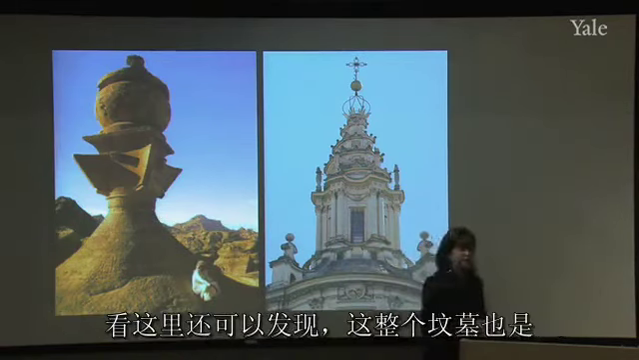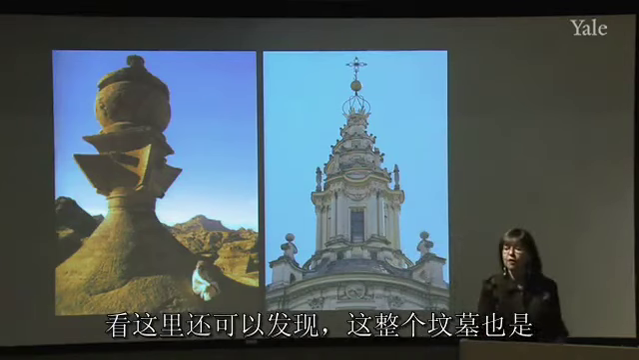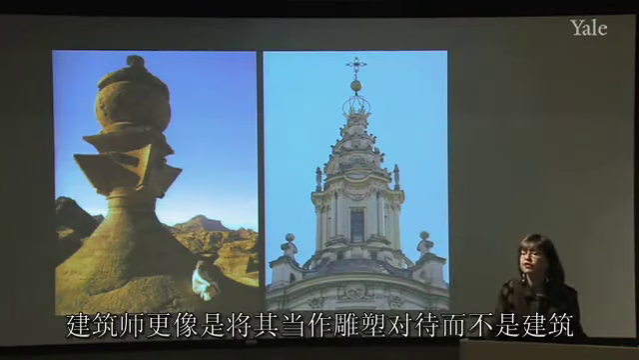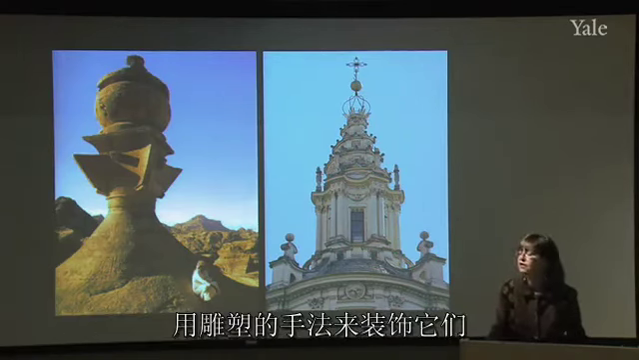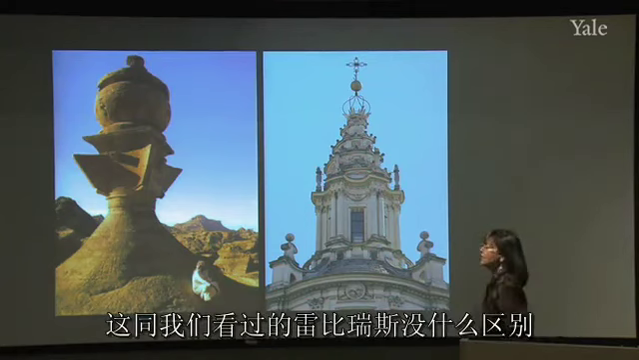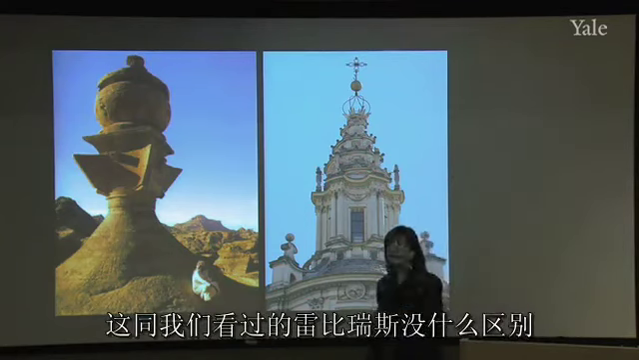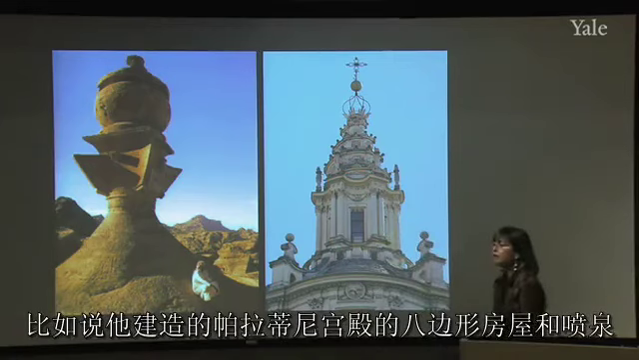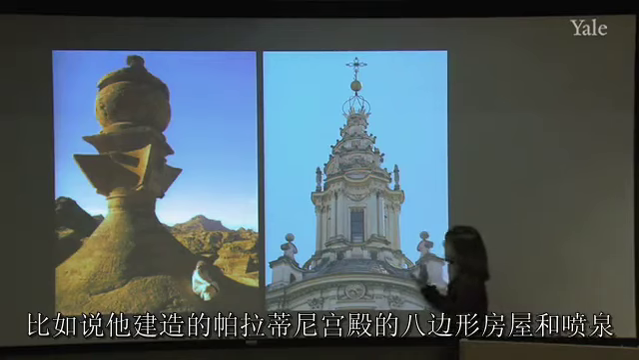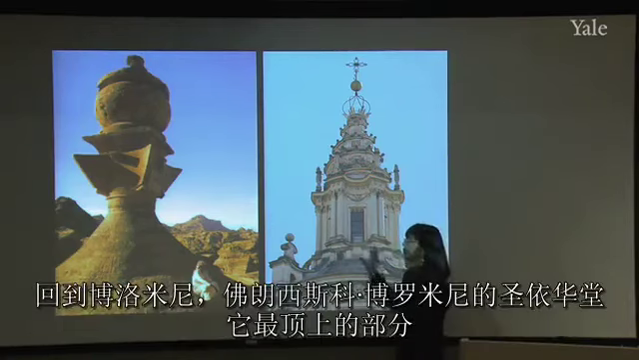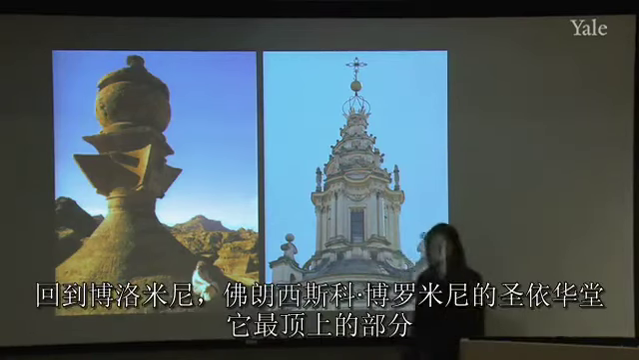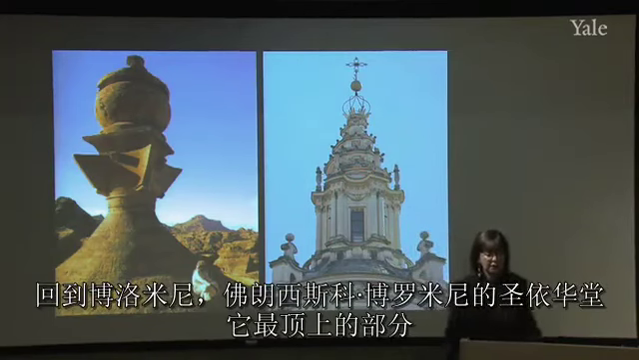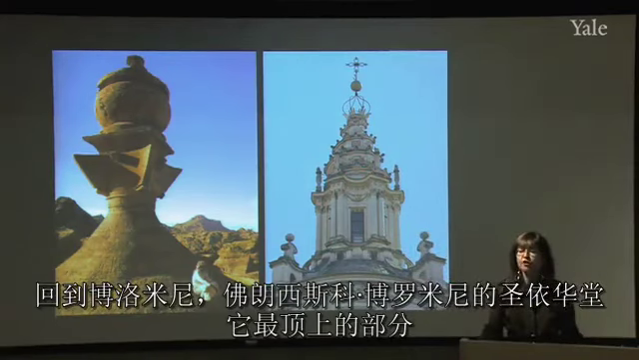And you can also see from looking at this, as well as the tomb as a whole, that the architect is really treating these buildings almost more as sculpture than as architecture, molding them in a way that a sculptor might. And that's not so different from what we saw Rabirius, for example, doing in his octagonal room and in the fountain at the palace on the Palatine Hill. Here again, Borromini, Francesco Borromini's Sant'Ivo, the uppermost part of that, just to show you again the kind.